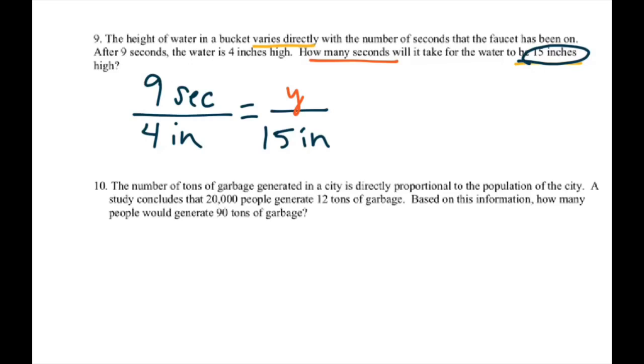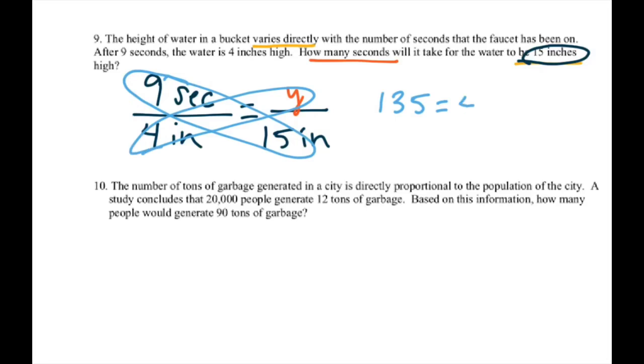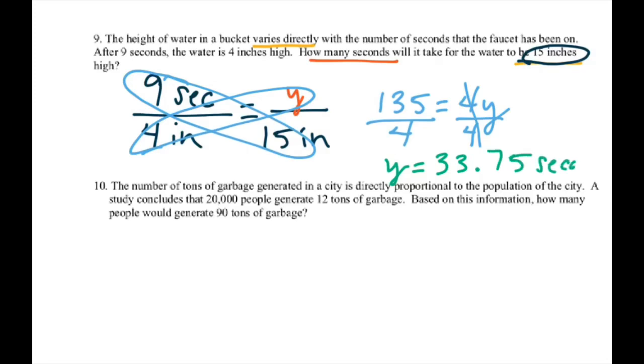So now that we have our proportions set up, I'm going to cross multiply. 9 times 15 is the number 135. 4 times y is the number 4y. We get y by itself by dividing by 4 and dividing by 4. So my answer is y equals 33.75. The question was how many seconds? So I'm going to write seconds.